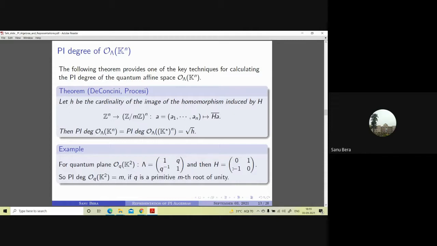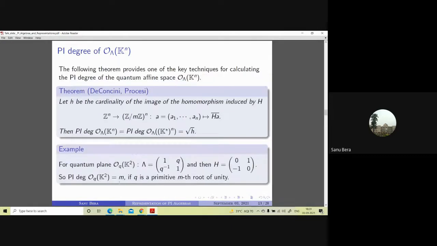If q is a primitive m-th root of unity, then that cardinality will be m squared. If we take (a, b) here, then this gives us (b, minus a), and the possible values of (b, minus a) mod m number m squared. So the square root will be m. So if q is a primitive m-th root of unity, the PI degree will be just m.